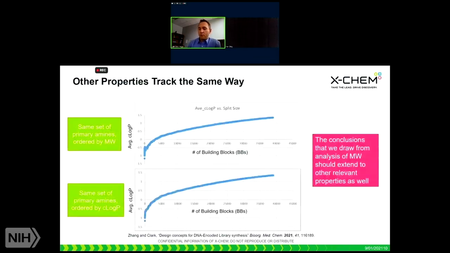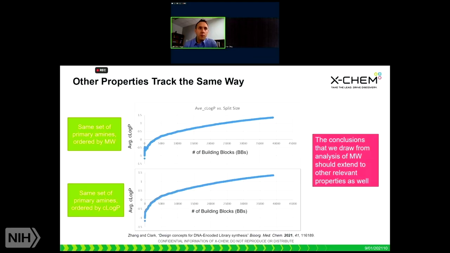We can apply this rationale to C log P as well. This slide shows the same set of primary amines. The top graph is ordered by molecular weight. The bottom graph is ordered by C log P. And what you can see is the same trend follows as what we saw before: as you get higher and higher numbers of building blocks, meaning your split size gets higher, we're not paying as severe of a penalty for incorporating more and more building blocks.